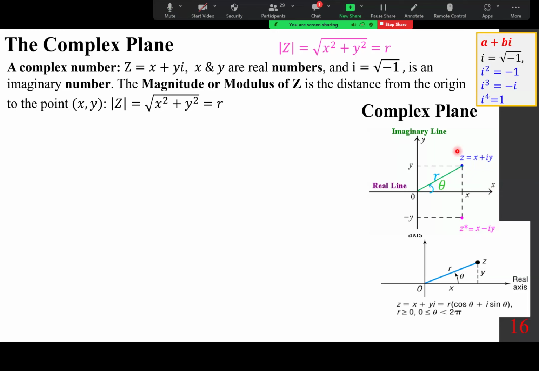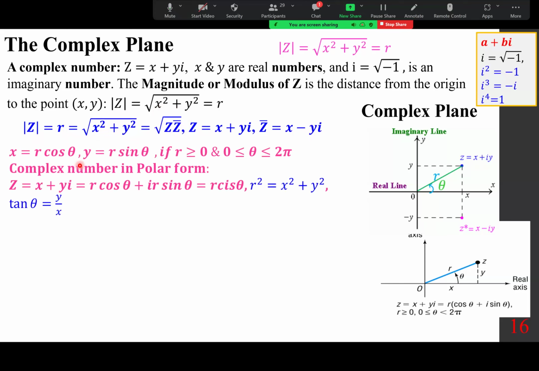So this is in the first quadrant. This is in the fourth quadrant. And again, here's the real axis. Here's the imaginary axis. The modulus of z, as we said, r is the square root of x squared plus y squared, or z z bar. This is called z bar, or the conjugate, the product of the two under the radical.